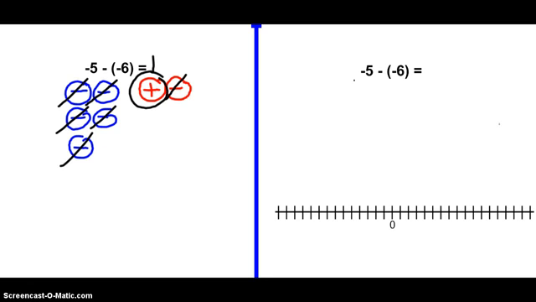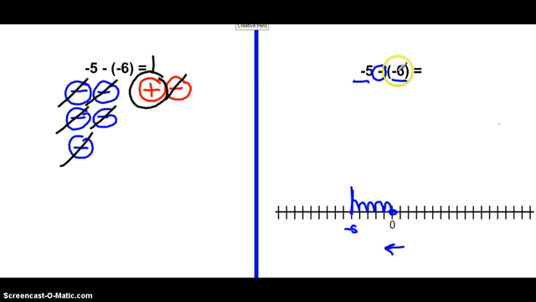Okay? Let's try the number line again. Remember, we're subtracting, so here's our two integers. They're starting on 0. First integer is negative 5, so we are going to face negative and go to negative 5. 1, 2, 3, 4, 5. Stop there.